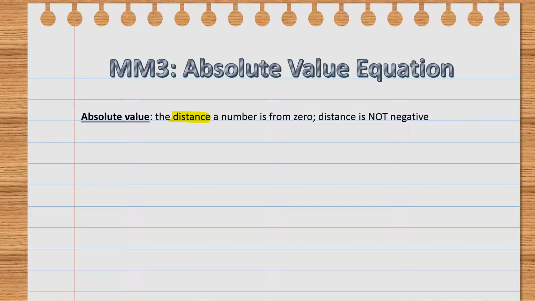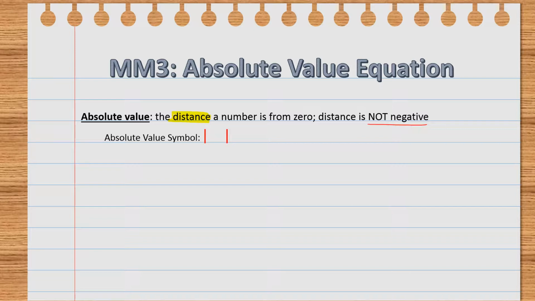Now distance is not negative. We never tell somebody we live a negative 3 miles away from them. So distance is not negative, so just be careful of that. Now absolute value does have its own symbol, and that symbol will look like this. These are two straight bars. They're not brackets or anything, but they are bars. These are called absolute value bars.